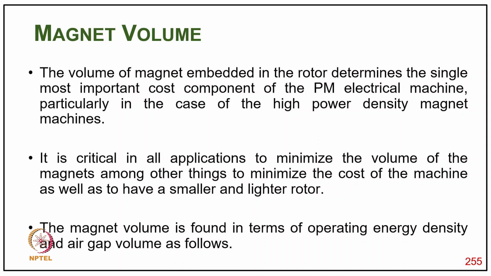Particularly in the case of a higher power density magnet machine, it is critical in all applications to minimize the volume of the magnets, among other things, to minimize the cost of the machine as well as to have a smaller and lighter rotor. So magnet volume is found in terms of operating energy density and air gap volume as follows.